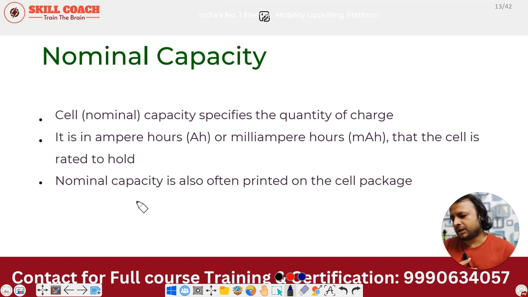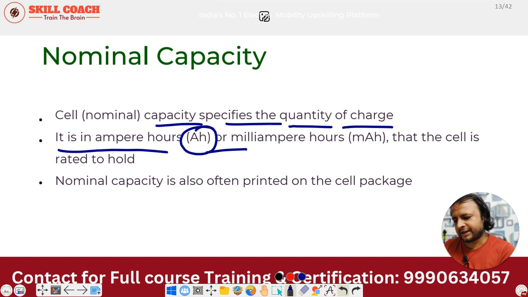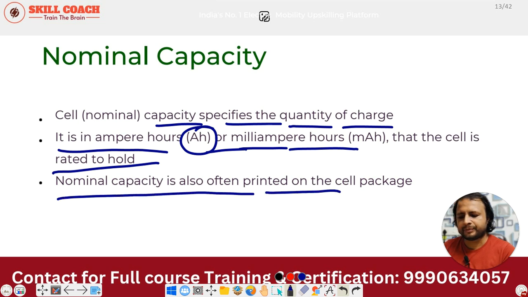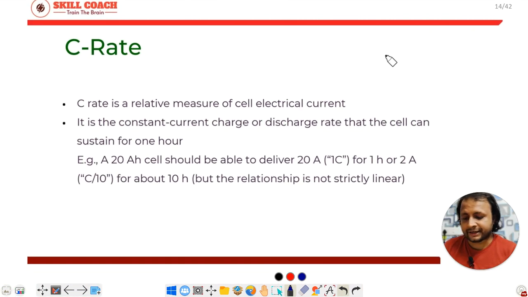So what is the nominal capacity? Cell nominal capacity specifies the quantity of charge, how much charge it has, and it is measured in ampere hour, and also milliampere hour. Nominal capacity is also often printed on the cell package, and you can see it. And the next one, we will understand what exactly the C rate is.